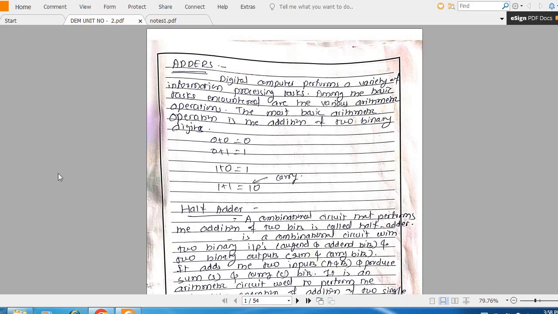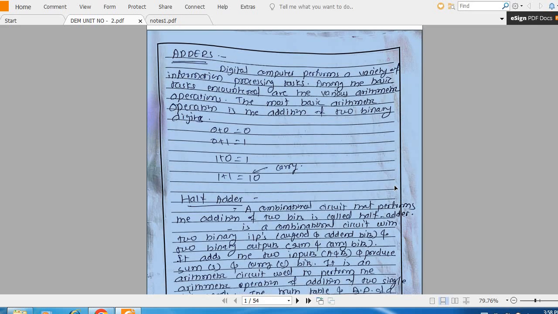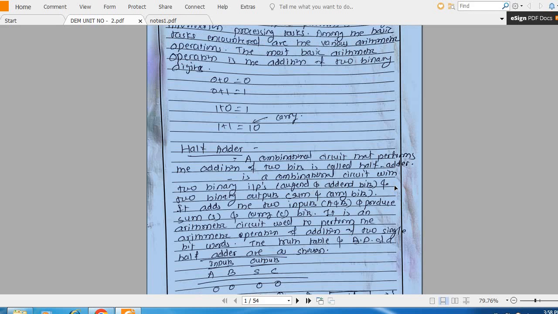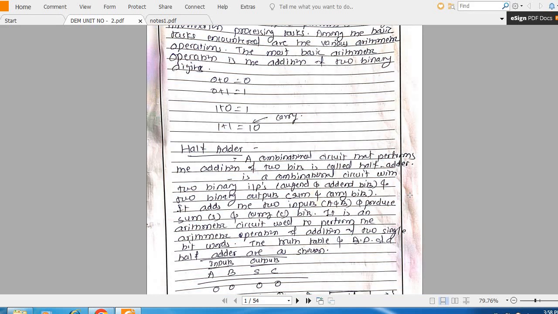So these rules we know: 0 plus 0 is 0, 0 plus 1 is 1, 1 plus 0 is 1, and 1 plus 1 is 0 with carry 1. Using these basics, we are going to see the conventional combinational circuit, that is the half adder. So let us move towards the first combinational circuit, the half adder.